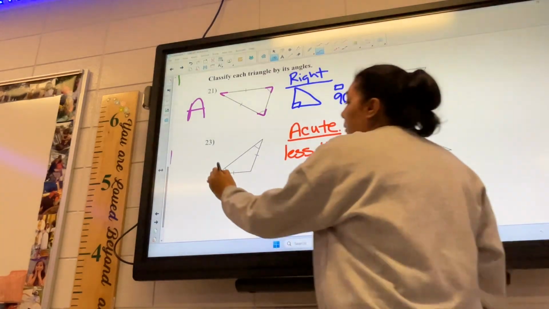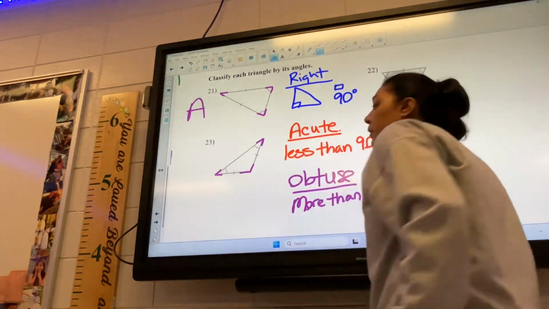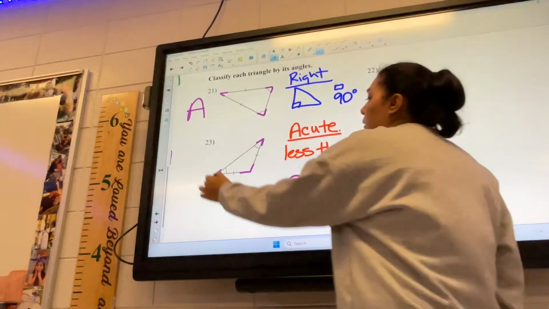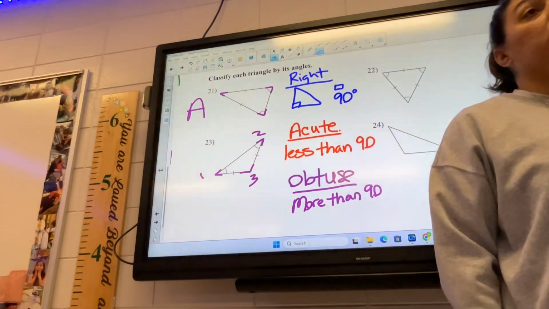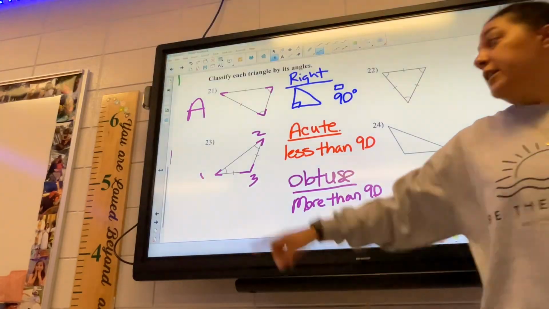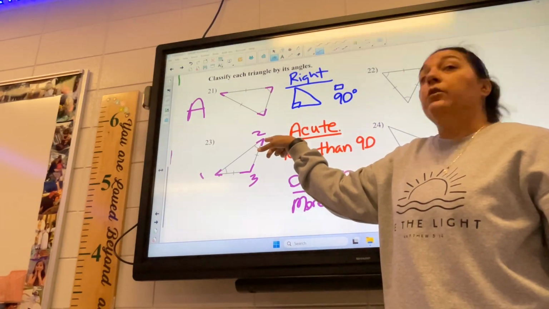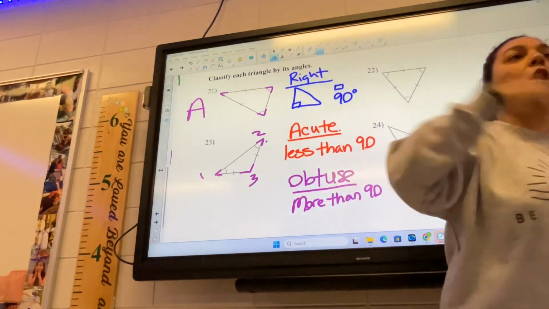Okay, 23, we've got this one, and this one. It is obtuse. Which one of the three is obtuse? Look, let me label them. Which one is obtuse? Number 3. Okay, so what's this one? Acute. Acute. And what's that one? Obtuse. So obtuse trumps acute, right?